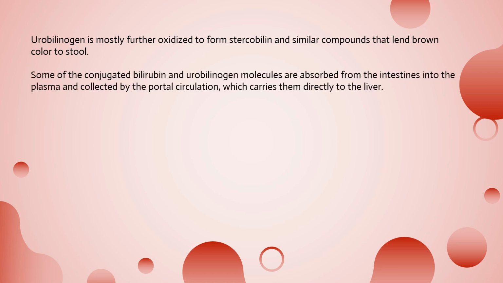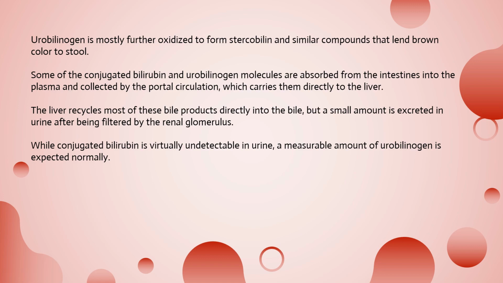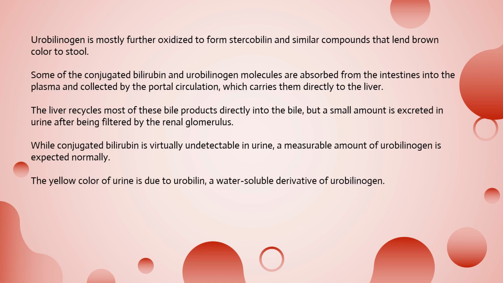Some of the conjugated bilirubin and urobilinogen molecules are absorbed from the intestines into the plasma and collected by the portal circulation, which carries them directly to the liver. The liver recycles most of these bile products directly into the bile, but a small amount is excreted in urine after being filtered by the renal glomerulus. While conjugated bilirubin is virtually undetectable in urine, a measurable amount of urobilinogen is expected normally. The yellow color of urine is due to urobilin, a water-soluble derivative of urobilinogen.